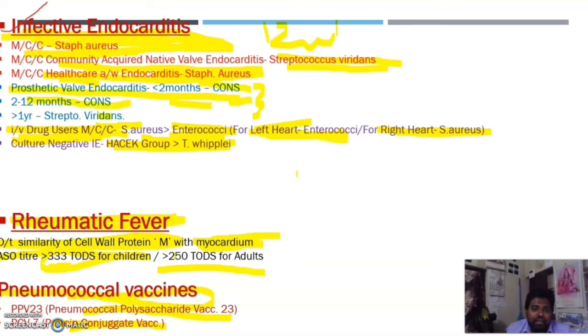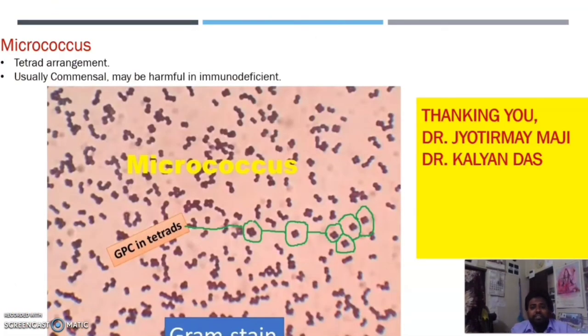Now we will see the last diagram, that of Micrococcus. I told you Micrococcus is a commensal of the body, but sometimes it can cause infection if the patient is immunodeficient, like in HIV. There is a typical MCQ where a tetrad arrangement is given in a picture, and you have to identify it. If you can see this tetrad arrangement, that means 4 cocci at a place, then that is Micrococcus.